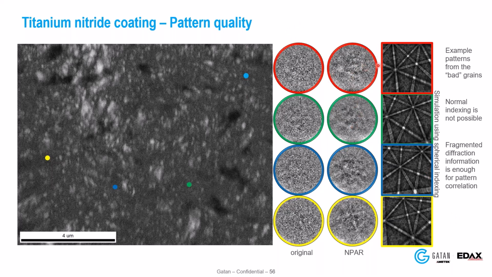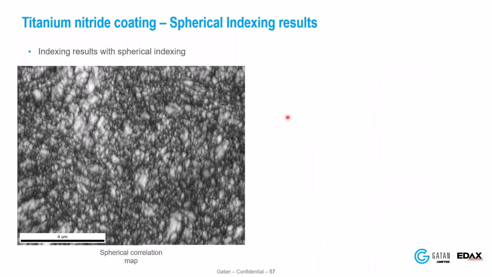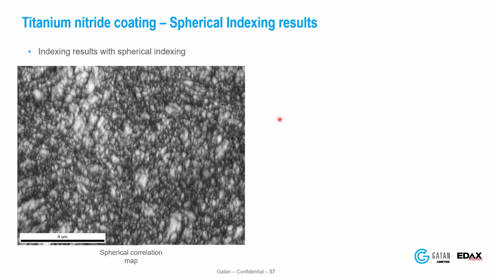We're not limited to what's found as a band or a peak in the Hough transform by using the whole image, where we can match against the simulation, even if parts of it are not as information rich. So this shows the results here, spherical indexing. I just want to toggle back and forth here. You can see the improvement in what I call grain contrast, going from our image quality map to the spherical correlation map. This is just showing our correlation coefficient as a grayscale.